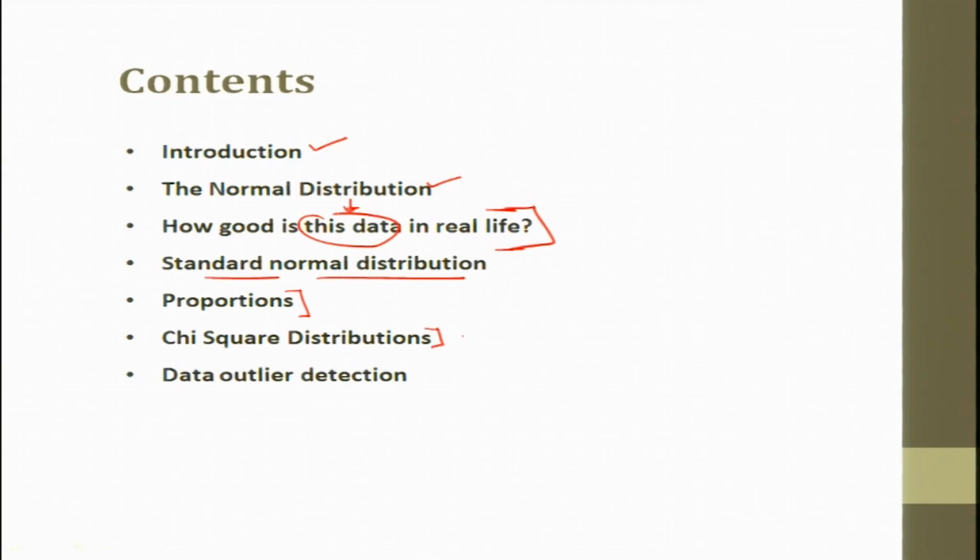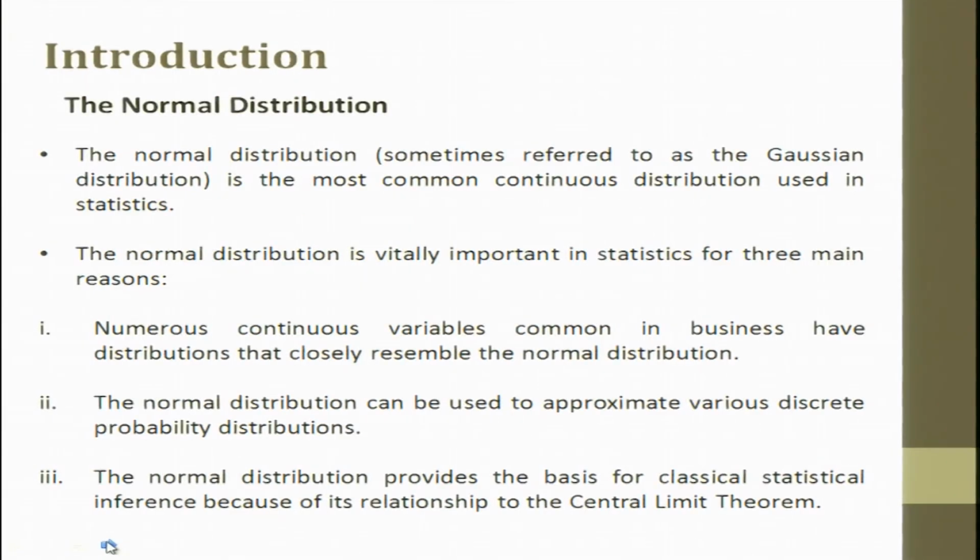Chi-square distributions are actually distributions of variance, or standard deviations. Then, as I have told you, sometimes outliers are there in the data. For data outlier detection, there is a rule, the skewness rule, so we will discuss that. First, introduction. What is the normal distribution?